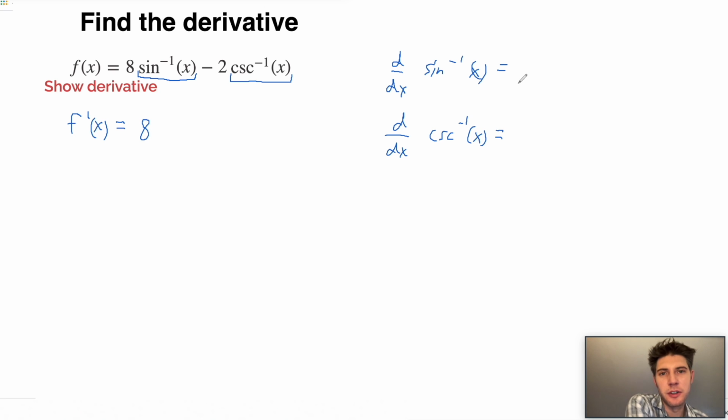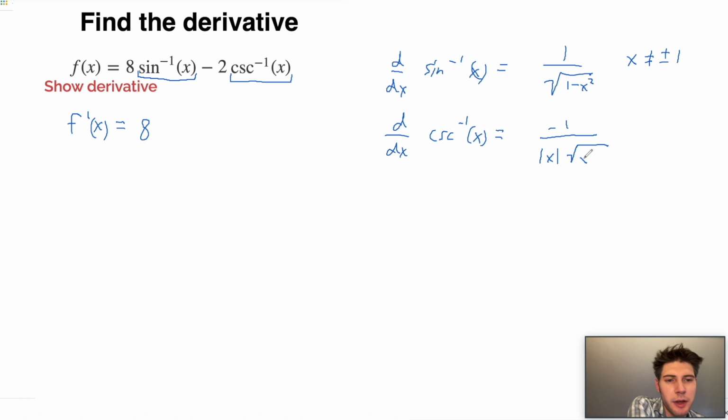But the derivative of sine inverse is, and I'm actually looking at notes too, 1 over the square root of 1 minus x squared. And then x can't equal plus or minus 1. And for cosecant inverse, the derivative of that is negative 1 over the absolute value of x times the square root of x squared minus 1. And once again, x can't equal plus or minus 1 because that puts you at 0 in the denominator. That's the whole reason this is here, because you can't have a 0 in the denominator.